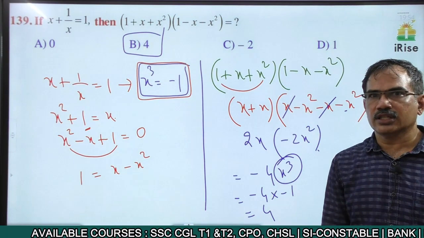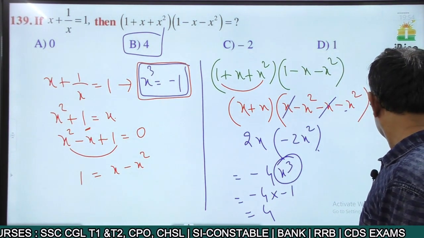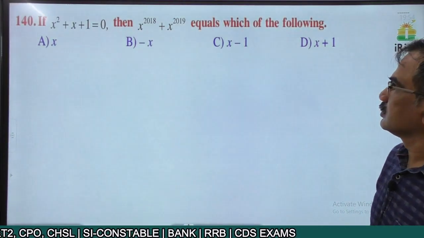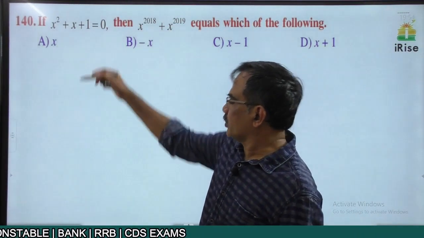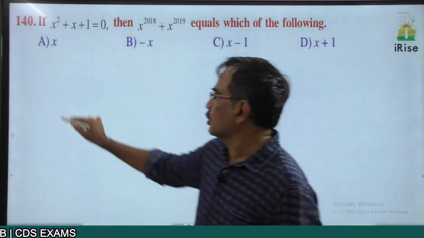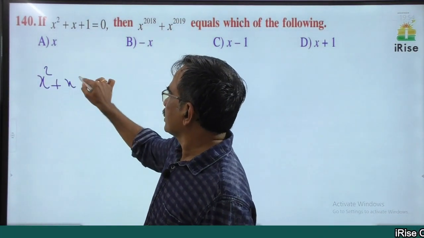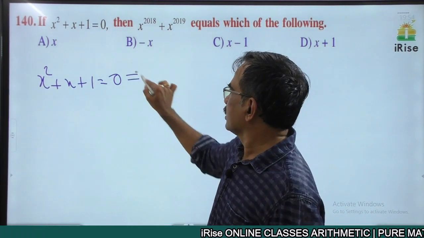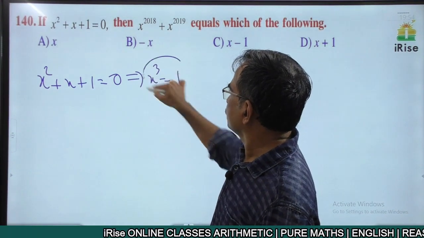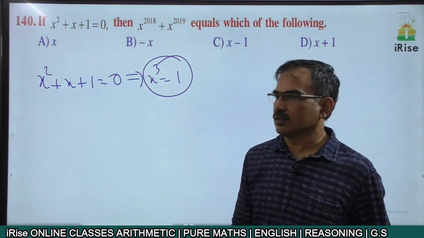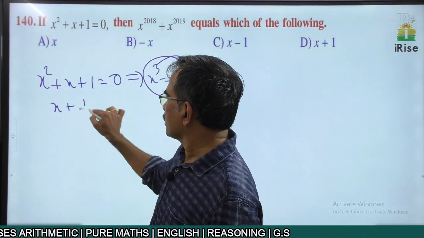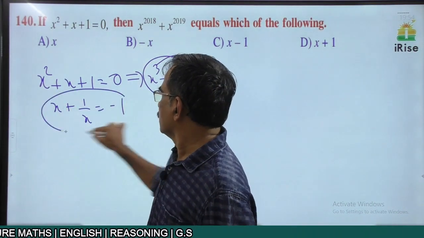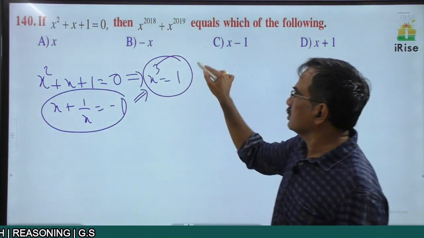Okay, next one. If x square plus x plus 1 is equal to 0, just as I have told, then we say that x cube is equal to 1. This is nothing but x plus 1 by x is equal to minus 1. Then x cube is equal to 1.